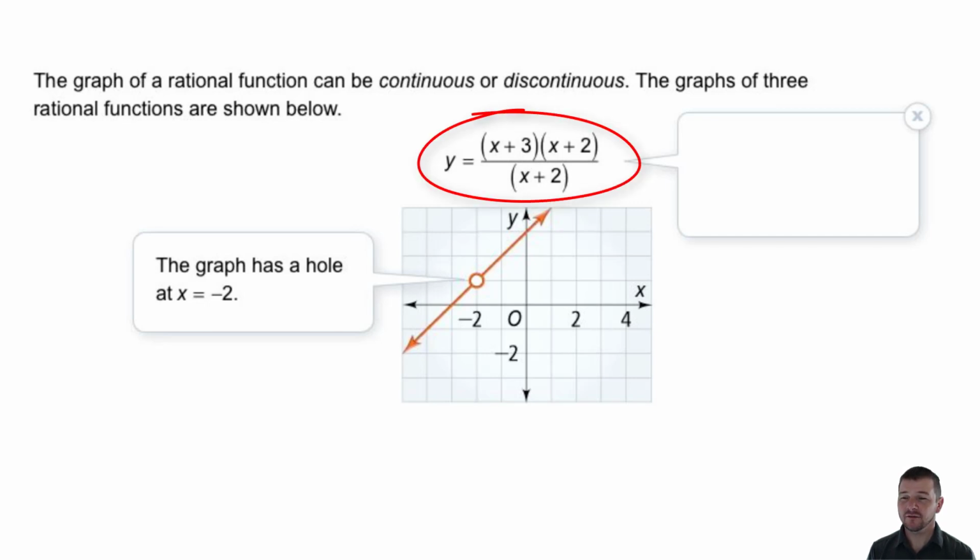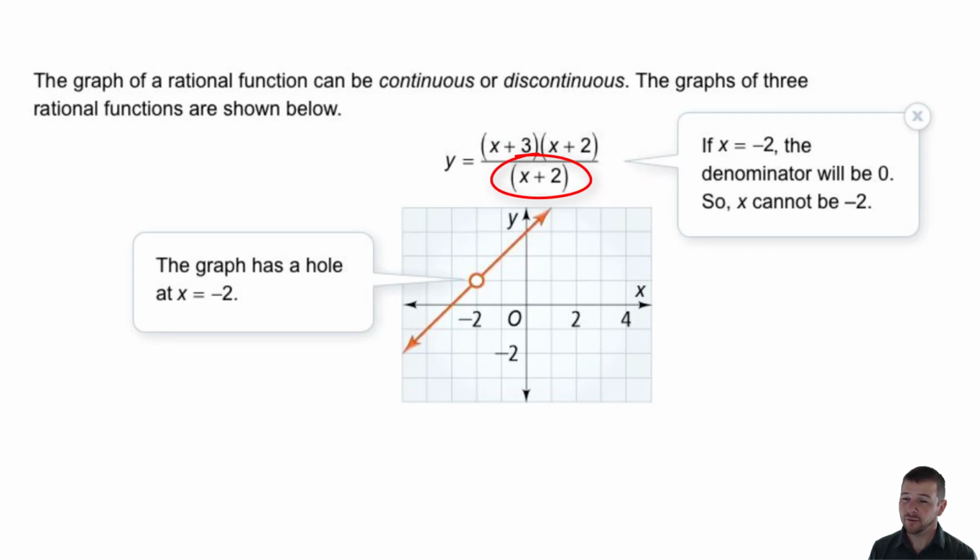Considering the function itself, y equals, in the numerator, the product of 2 binomials, x plus 3 and x plus 2, over the denominator, x plus 2. Note, if x equals -2, the denominator will be 0, so x cannot be -2, and our function is not defined at that value, x equals -2, corresponding to the hole we see in the graph.